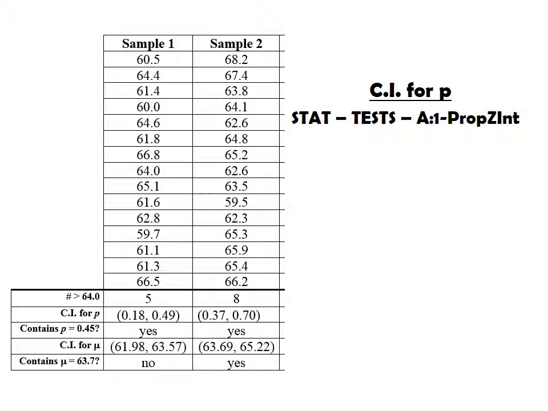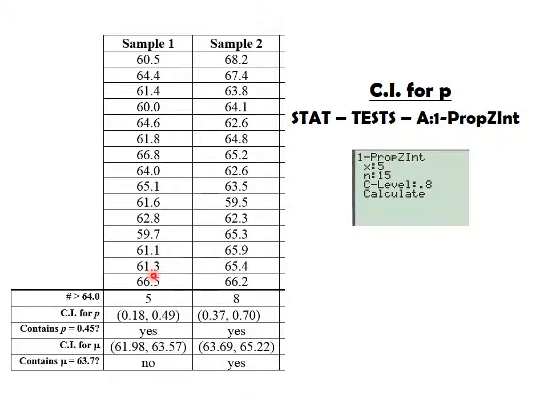The next thing I'm going to do is use that information to calculate a confidence interval estimate for my population proportion P. And we're going to go to the calculator. We're going to use the same calculator command that we did in section 7.2. That's option A, the 1 proportion Z interval. And the way my window is going to look when I enter this is X here is my number of successes. That's the number of heights that are bigger than 64.0 inches. And then N here is my sample size, which is 15.